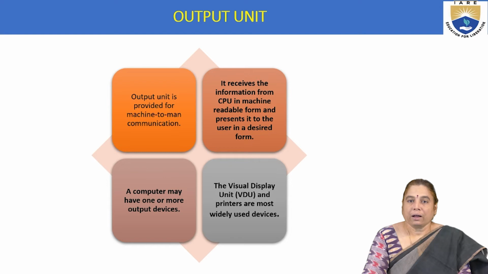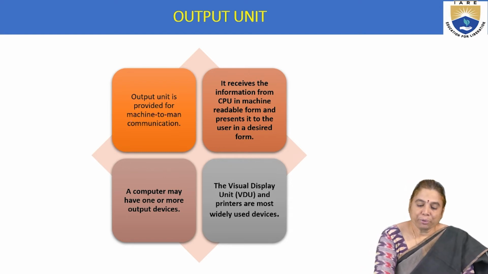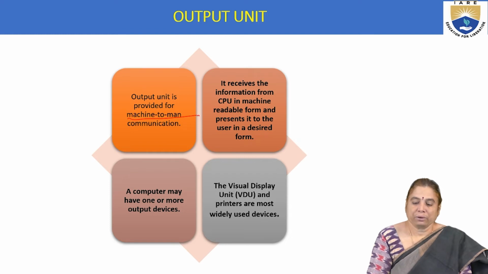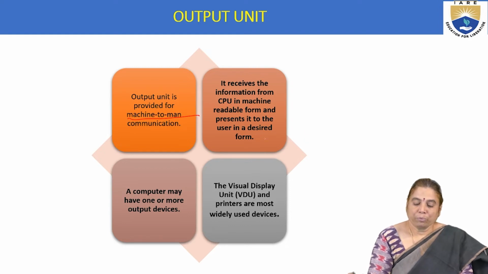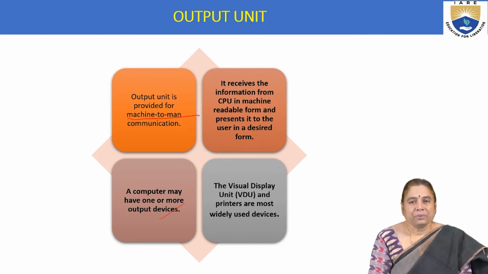Next unit is the output unit. The output unit provides machine-to-man communication. Whatever information or result is generated by the computer can be represented in a user understandable form by using this output unit. A computer can have one or more output devices connected. Generally connected ones are the monitor or screen or video and the printer.